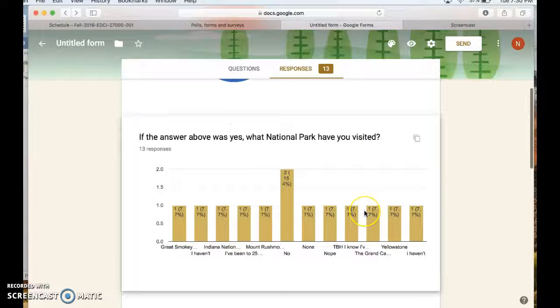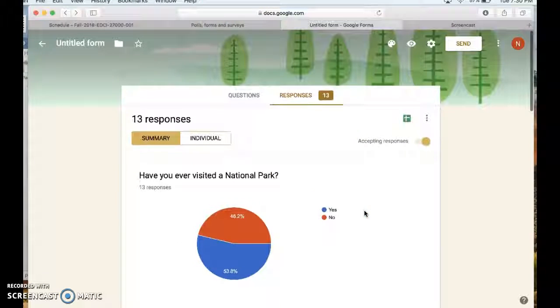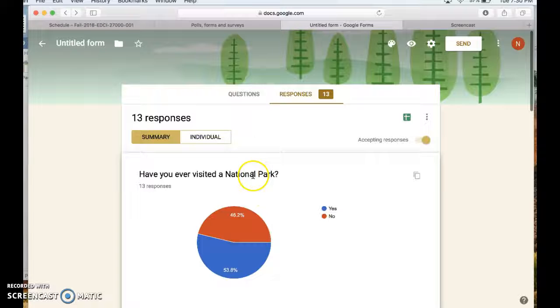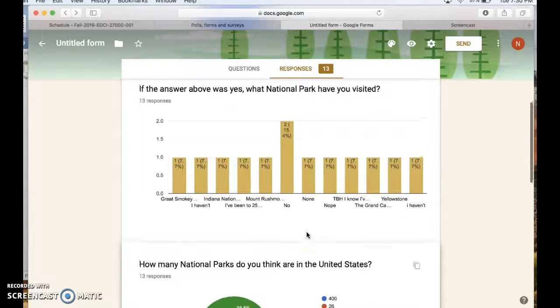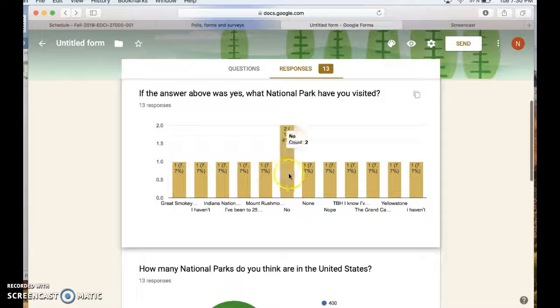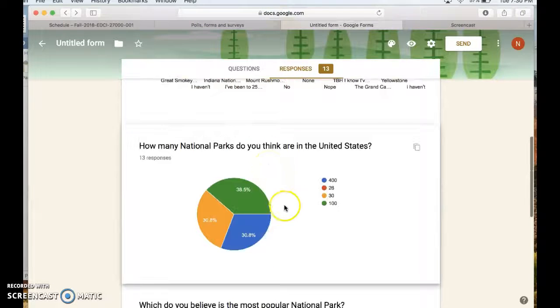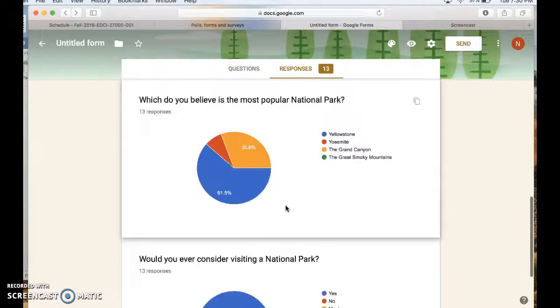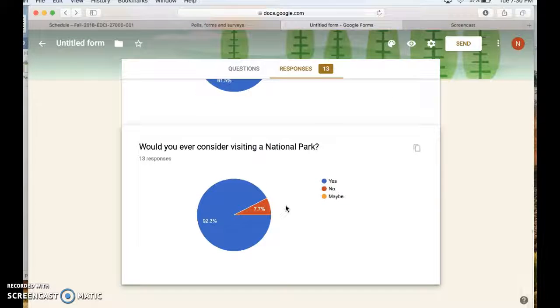So this one is a bar graph. So the first question is, have you ever visited a national park? Yes or no. So then it puts it in a thing. So far it's pretty close. And then this one's organizing it in a little bar graph, and then a pie chart, and a pie chart, and it'll leave it like this when you're done with your survey.